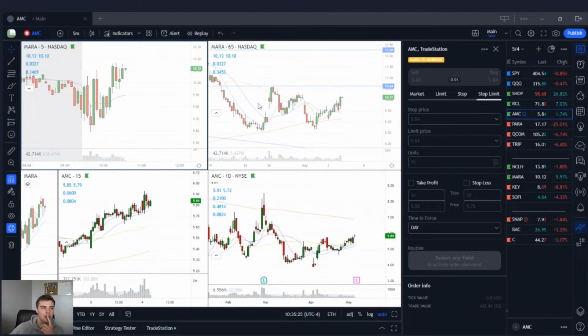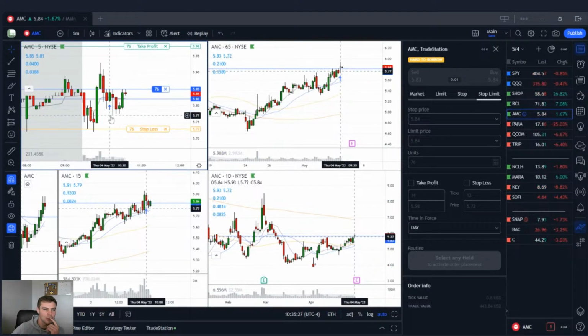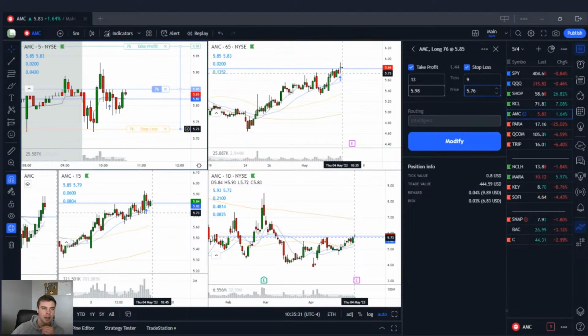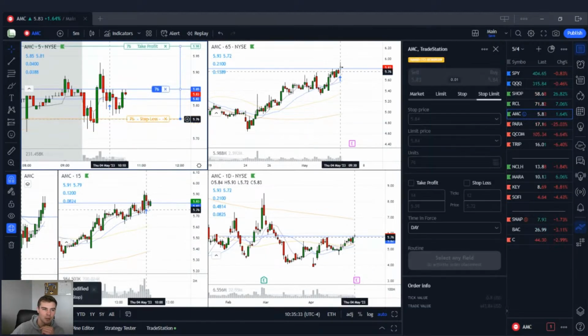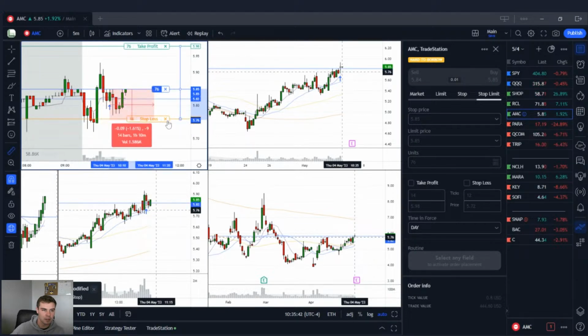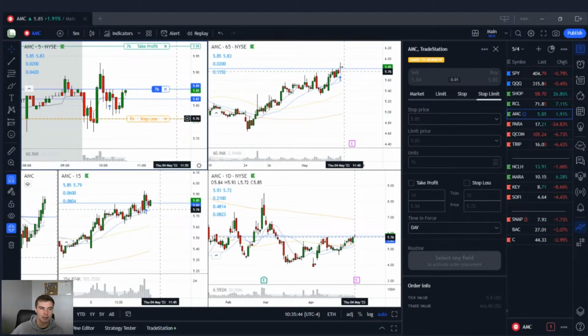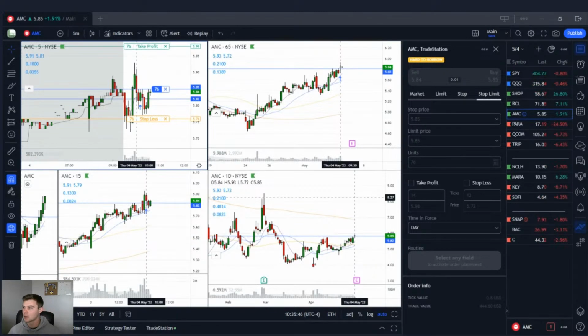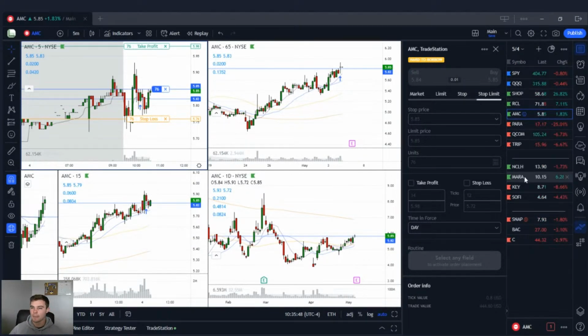AMC is looking pretty good actually. So I'm going to go ahead and raise my stop on AMC to 576, just below that pivot. So now instead of the 13 cents, it was 13, right? Yeah, 13 cent stop. We only have a 9 cent. So yeah, that's a good spot for the stop loss on AMC.